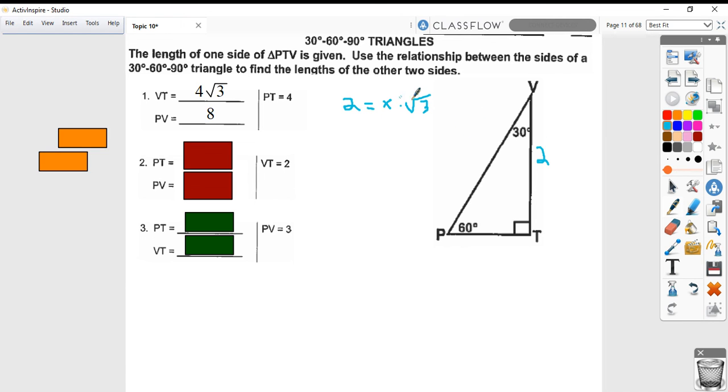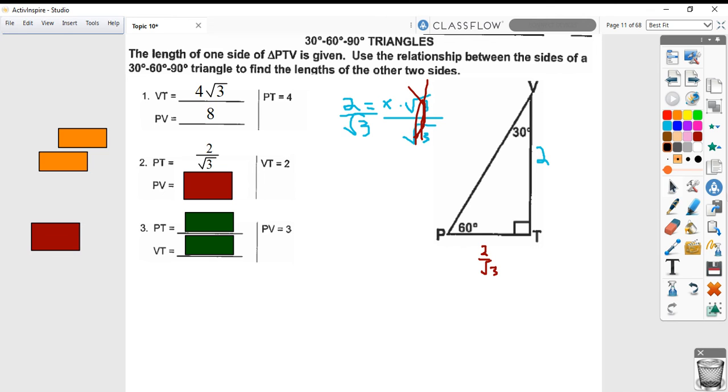So what's happening to the short leg right here is that it's being multiplied, right? And if we're going to get the short leg by itself, we're going to have to undo that. So we divide by square root of 3. We do that on both sides. On this side, it all goes away. That cancels out. We have x equals 2 divided by square root of 3. That is our short leg, 2 divided by square root of 3.